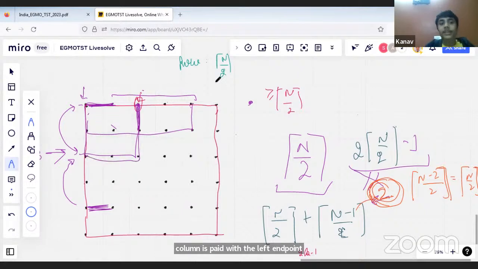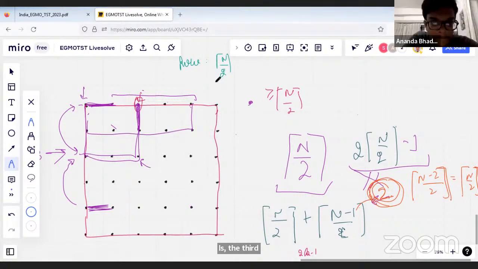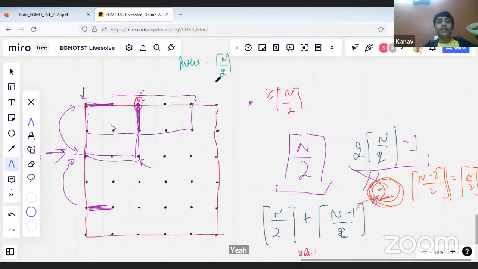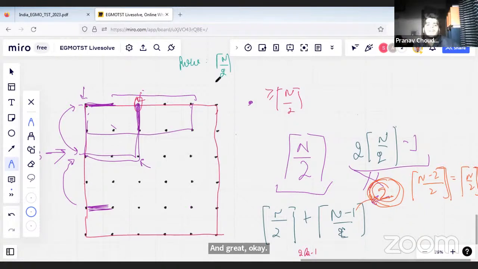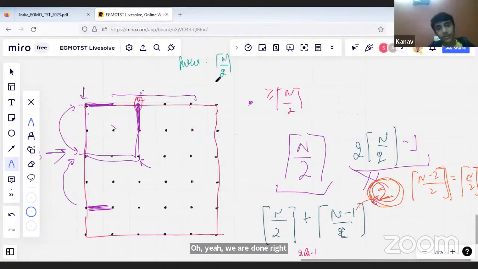Yeah. And when the other edge is the third column, which was the pair of 1. Yeah. And then only then we'll get an issue. Yeah. And wait, okay. Oh yeah, we are done, right? No. Oh my god, I thought. Okay, so the only issue now left is... Okay, yes, we are done.